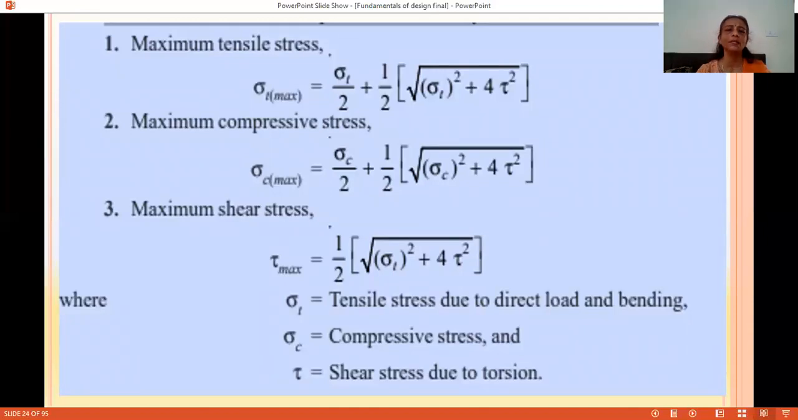This is the maximum tensile stress formula. Sigma T max is equal to sigma T by 2 plus half under root sigma T square plus 4 tau square. Similarly, this is the formula for maximum compressive stress. If instead of sigma C we write sigma B, then it becomes the formula of maximum bending stress. And this is the formula of maximum shear stress.